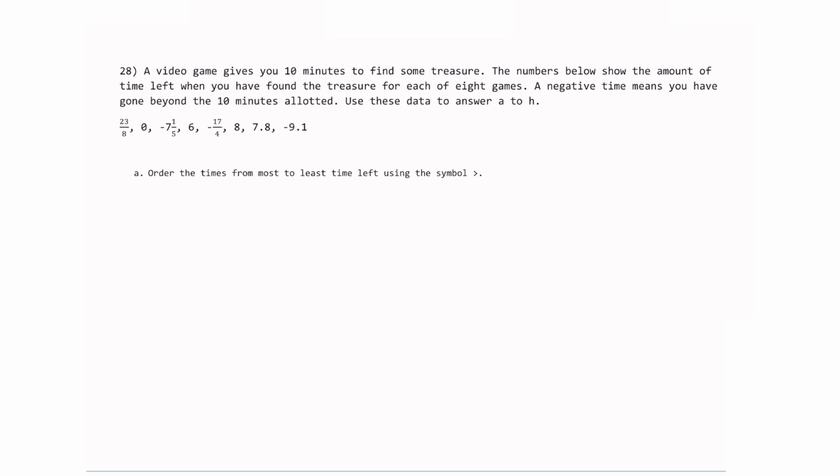Okay, let's see what the last one says. A video game gives you 10 minutes to find some treasure. Is 10 minutes enough? I don't play video games, so I don't know. But I'm sure you know because you play. The numbers below show the amount of time left when you have found the treasure for each of 8 games. So how many games are they having in total? Yes, they are having 8 games. The negative time means you have gone beyond 10 minutes. So if you take anything greater than 10, you will have a negative number. Use these data to answer A to H.